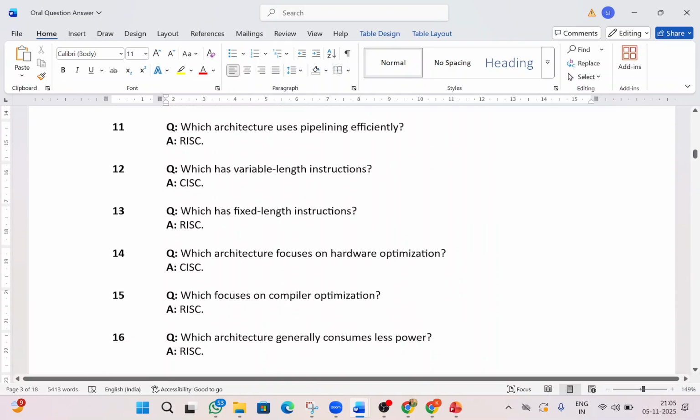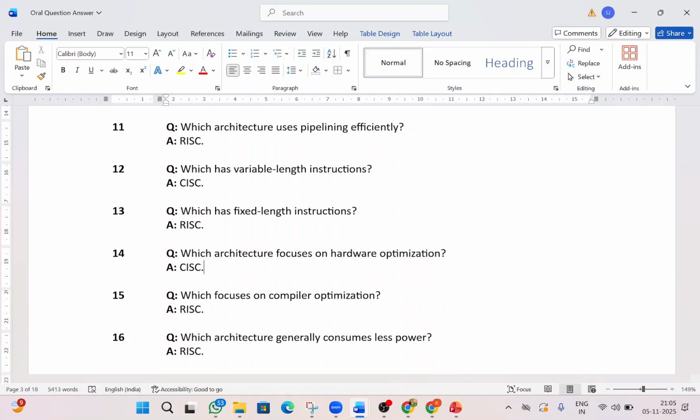Question number 11. Which architecture uses pipelining efficiently? That is RISC, because RISC instructions are uniform and simple. They can be easily divided into pipeline stages to increase performance. So the answer is RISC.